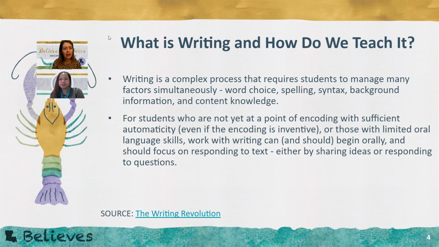And for students who are not able to encode with automaticity, it's 10 or a million times harder than it is for individuals who are able to encode without putting much thought into that side of it. Writing alone is very hard for even you and I. But imagine if you add that layer of not being able to spell quickly and efficiently. It is truly, truly complex. Now, for those students who are not yet at a point of encoding with sufficient automaticity, even if that encoding is inventive, if they can spell inventively, but they do it very, very quickly, writing is going to be easier for them. Putting things to print is going to be easier for them.